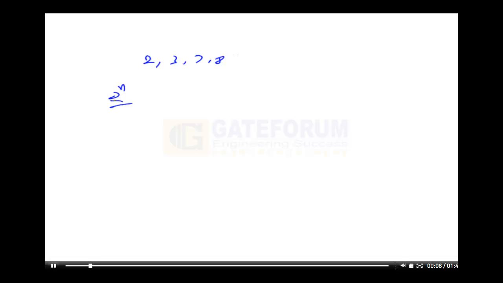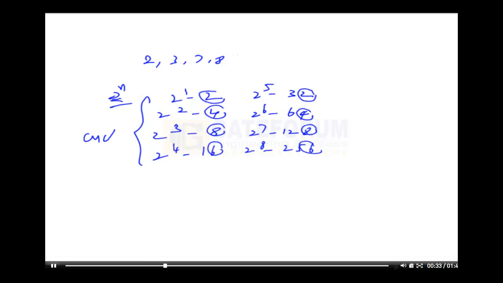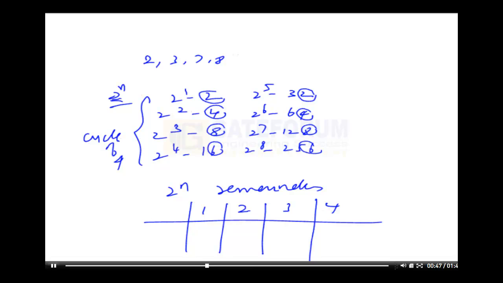2 power n. 2 power 1 is 2, 2 square is 4, 2 power 3 is 8, 2 power 4 is 16, 2 power 5 is 32, 2 power 6 is 64, 2 power 7 is 128, 2 power 8 is 256. So you find the last digits are repeated after the fourth power, so we call it a cycle of 4. So 2 power n will give remainders 1, 2, 3 and 4, and we write the last digit.